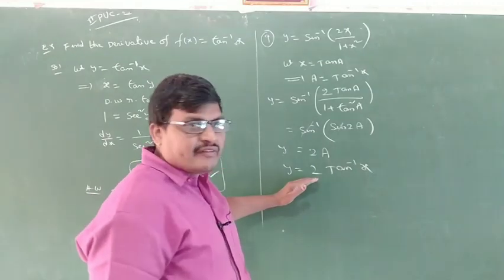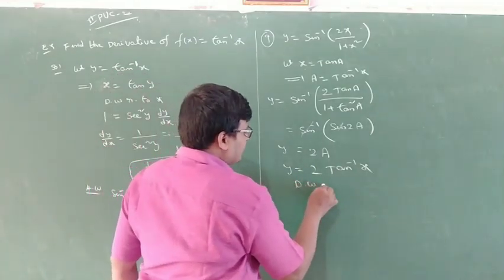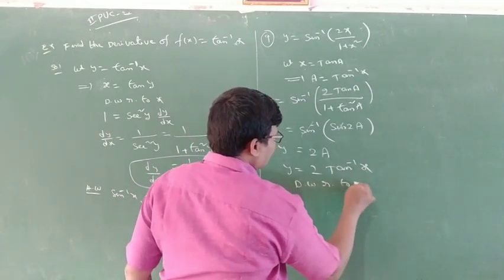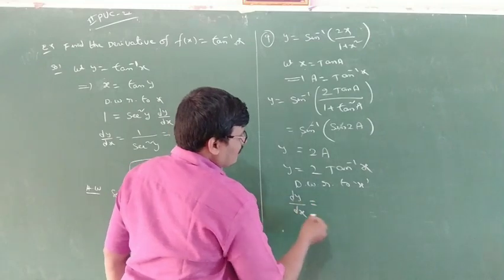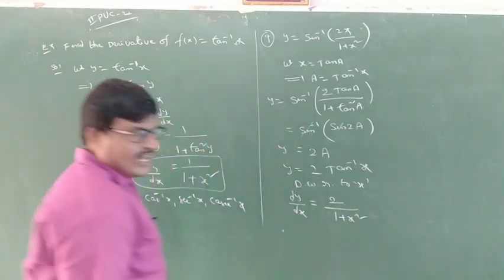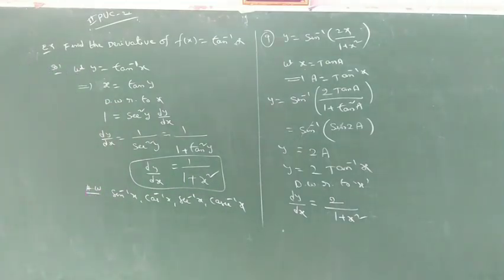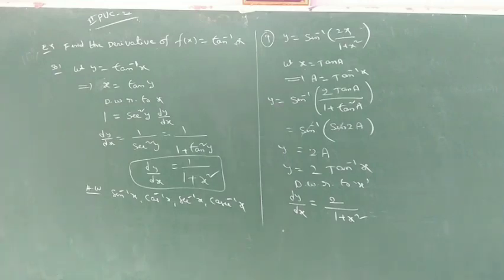When do we apply the derivative? Next, the final step. Differentiate with respect to x. So dy by dx is equal to 2 into the derivative of tan inverse x, and the derivative of tan inverse x is 1 by 1 plus x square. So dy by dx is equal to 2 by 1 plus x square.